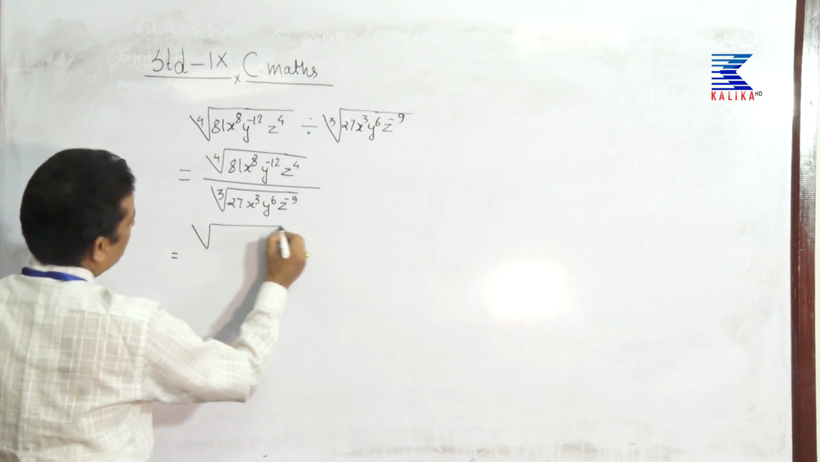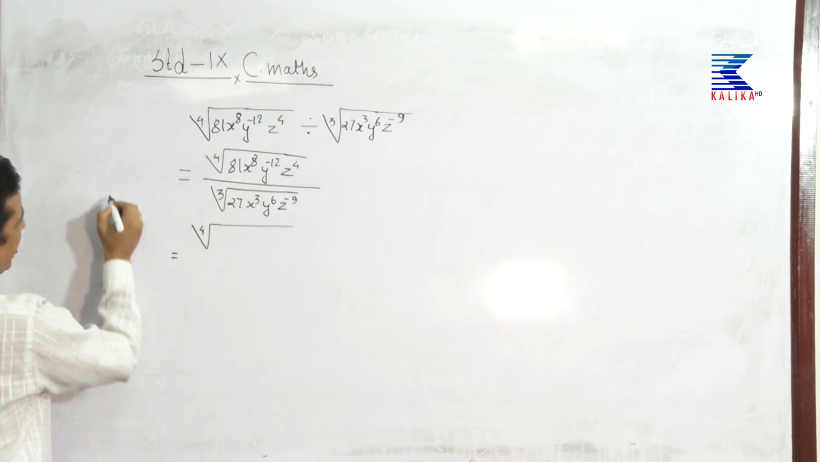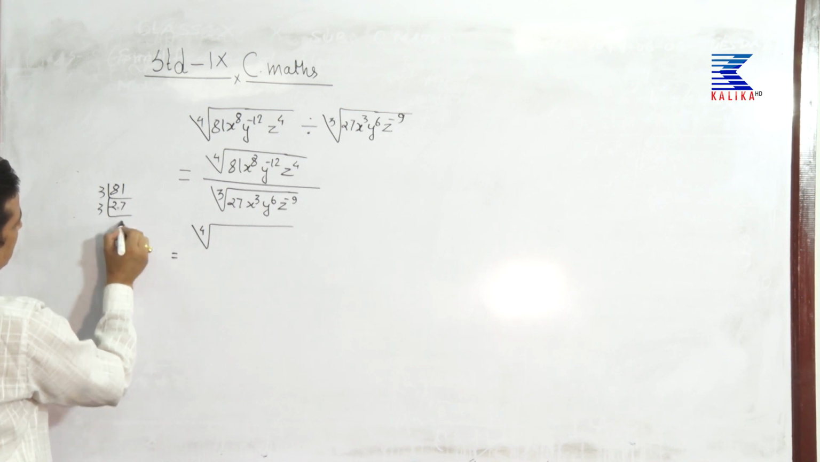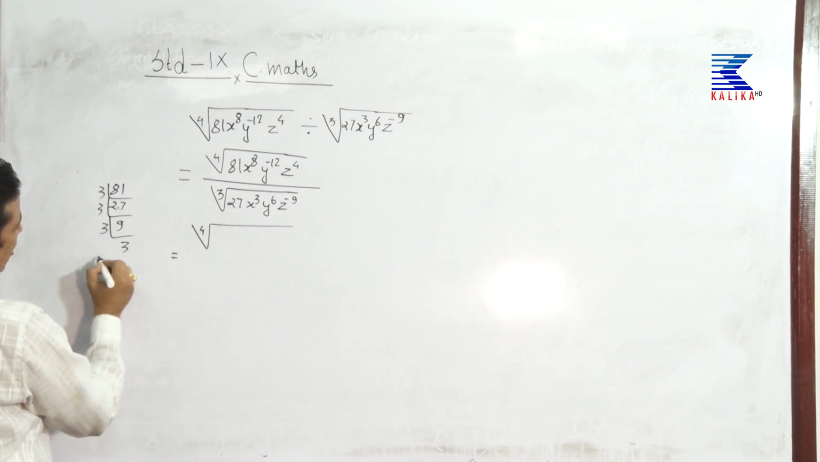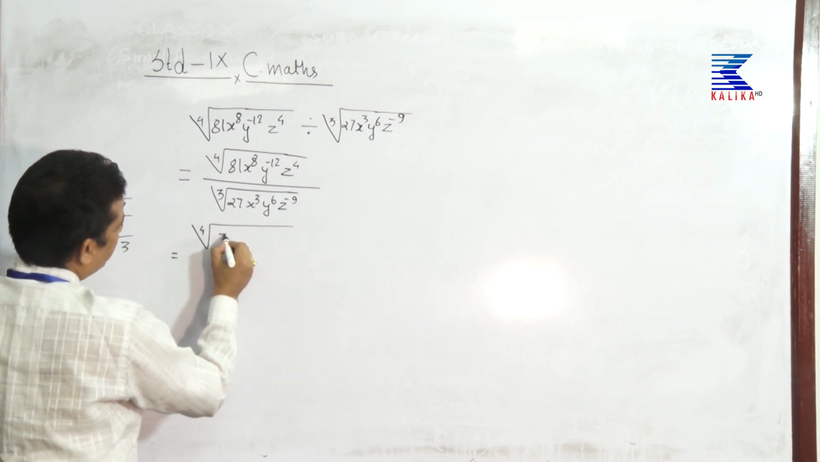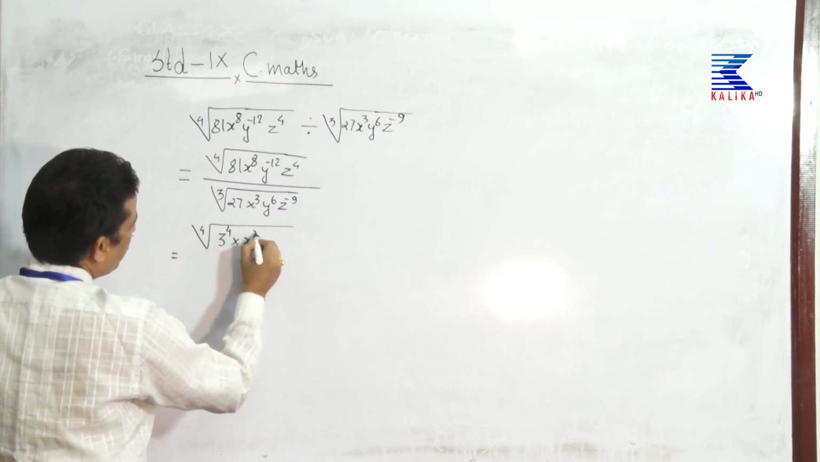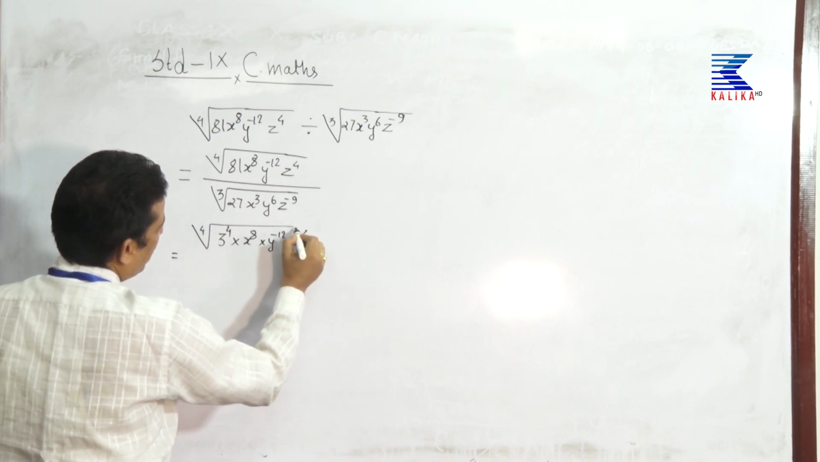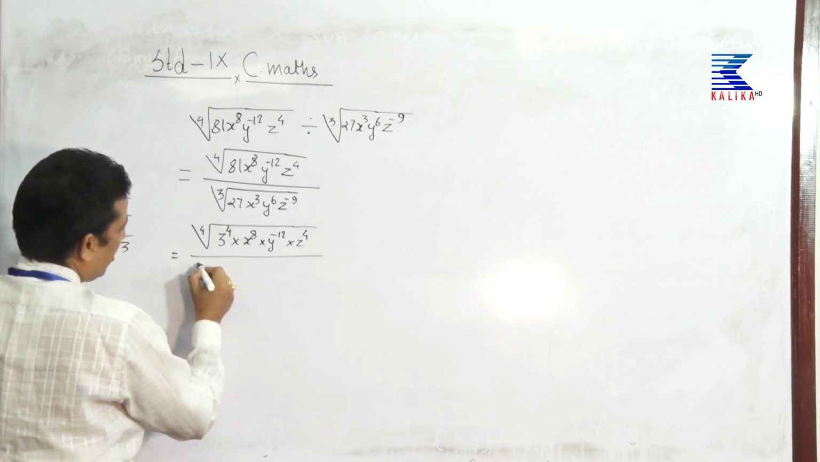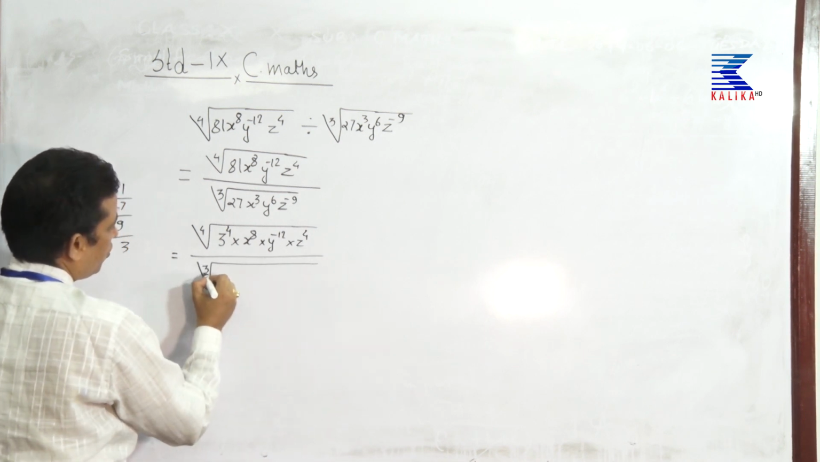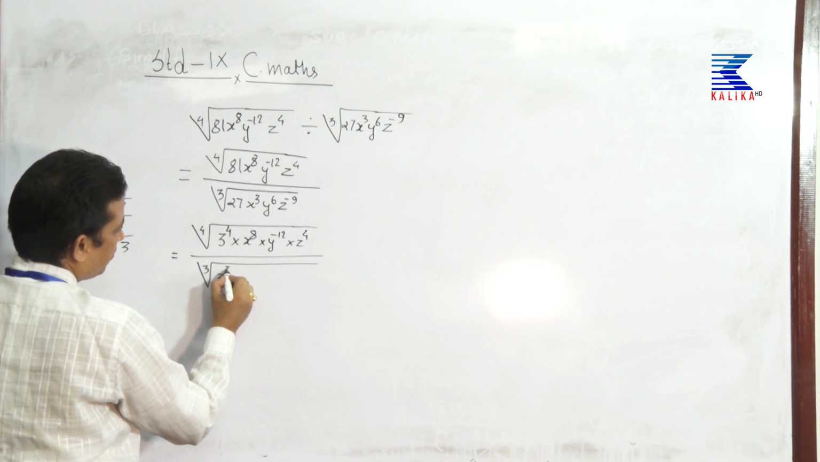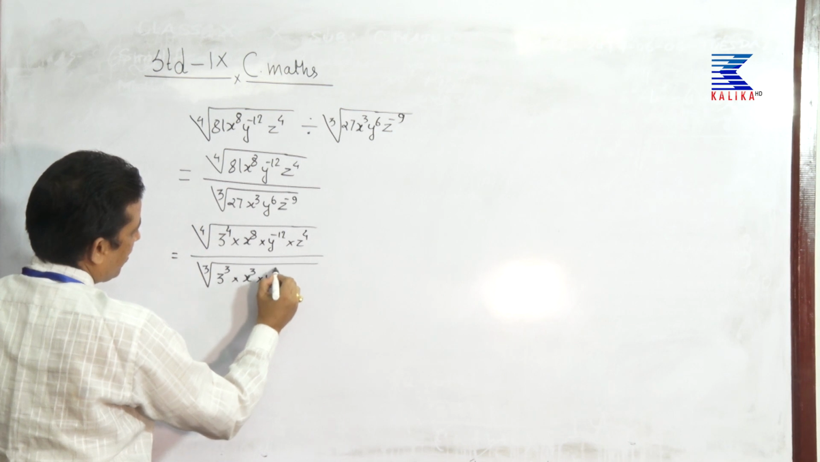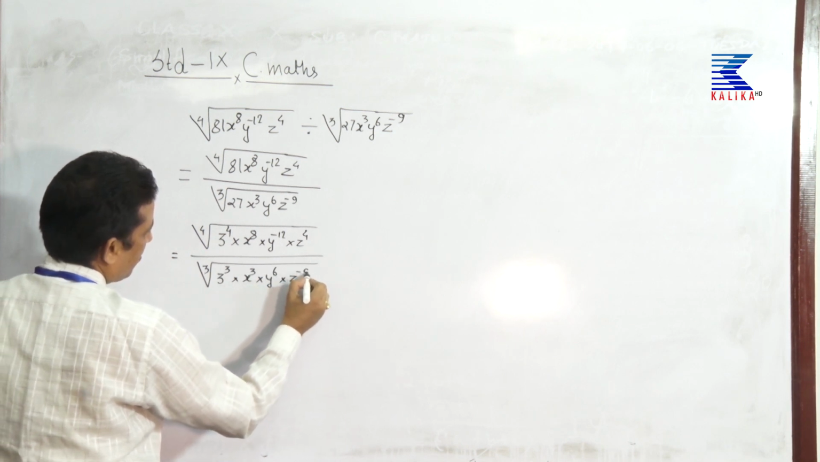At first, let's factorize the number. 81 means 3 to the power 4. Then x to the power 8 is there, y to the power minus 12 is there, z to the power 4 is here. Similarly, in the denominator, cube root 27 is 3 cube into x to the power 3, y to the power 6, z to the power minus 9.